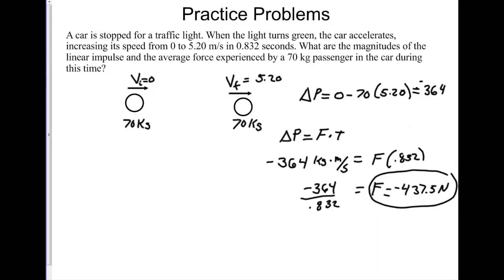Which makes sense, because if we think about that regarding the vector, the acceleration is going to be to the right. The force on the person is going to go back the other way. So the person's going to feel a force of 437.5 newtons pushing them back into the seat as they travel from 0 to 5.2 meters a second in 0.832 seconds. They're going to feel this force right here.